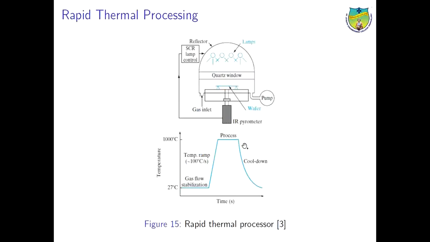Welcome to Module 5, Part 3. In the last lecture, we had seen two of the fabrication processes, that is thermal oxidation and diffusion. Next, we'll see the rapid thermal processing.